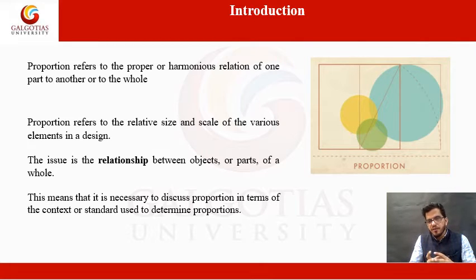If you look at the figure on your right, we are talking about the proportion of three different sizes of circle. The green circle is the smallest one, the yellow one is in the middle, and the blue circle is the largest one. So when we compare the three circles together, we say that the green circle is the smallest in the contextual study of the bigger circle, which is the blue one.